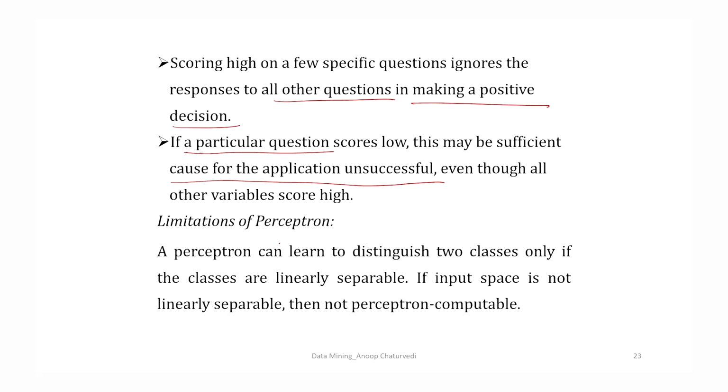Now, these are the limitations of perceptron. A perceptron can learn to distinguish two classes only if the classes are linearly separable. If the input space is not linearly separable, then it is not perceptron computable.